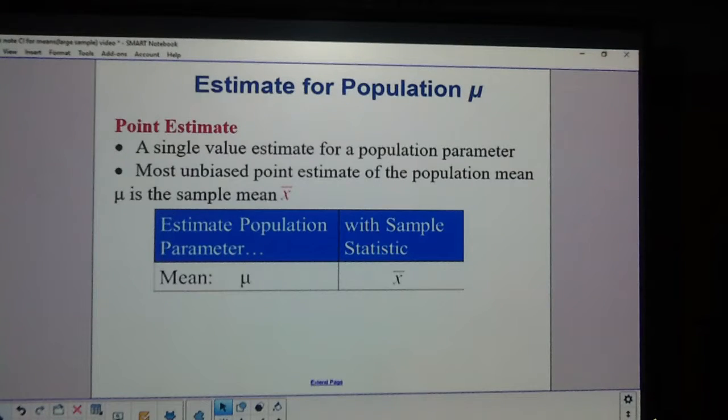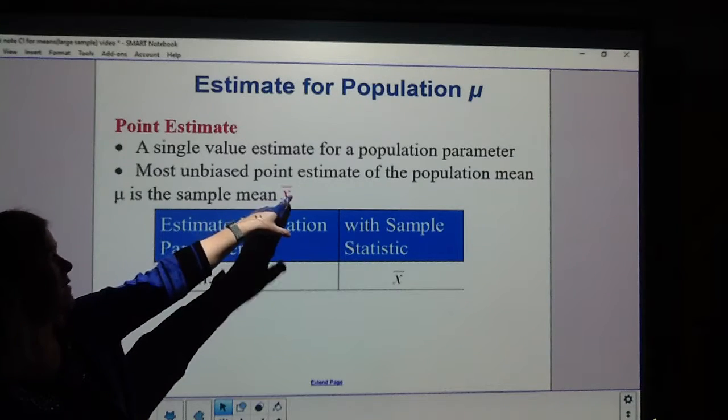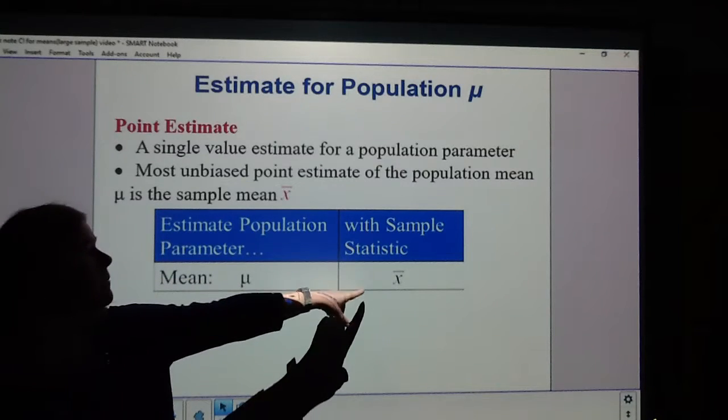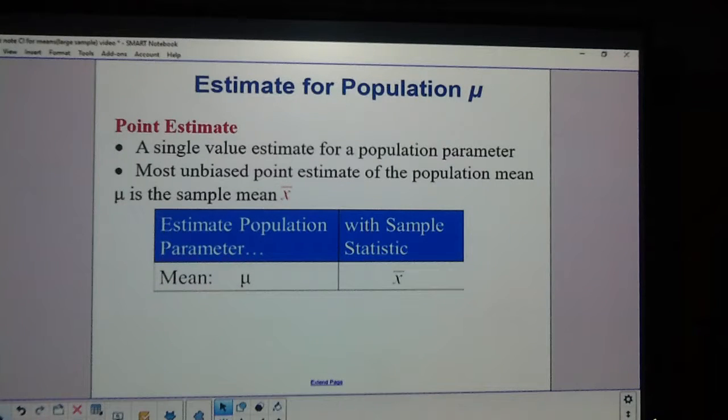A point estimate is a single value estimate for a population parameter. The most unbiased point estimate of the population mean mu is the sample mean x bar. So the population parameter is mu, and the sample statistic, the sample mean, is x bar.